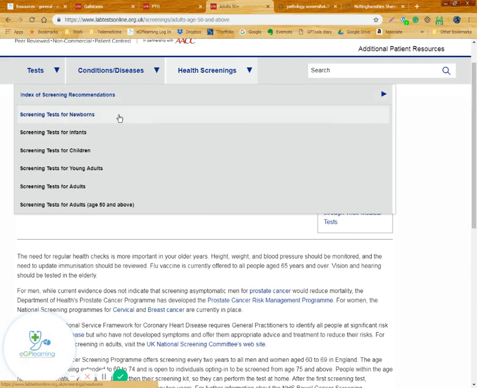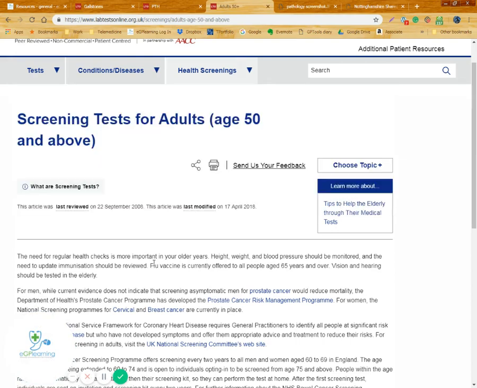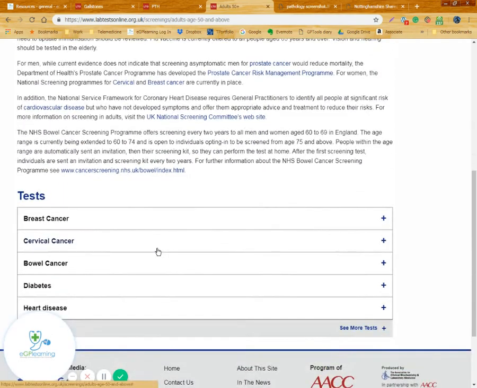Additionally, when looking at screening, as I said, it gives you information about the various different screening tests you can look at and when they are appropriate and why. Again, very useful to give information leaflets to patients when they're asking about extra tests when they may not need them.